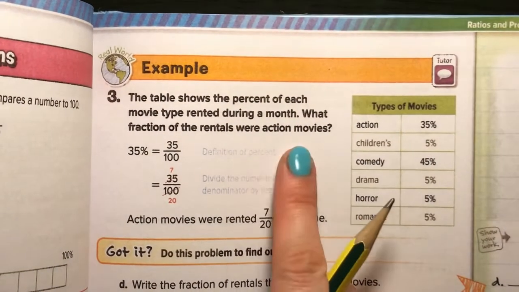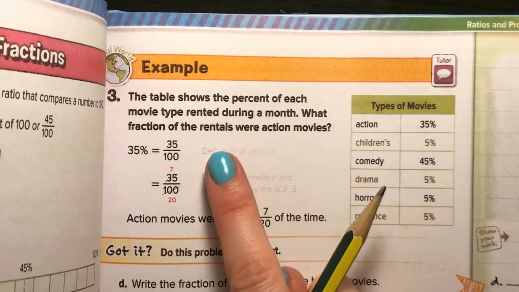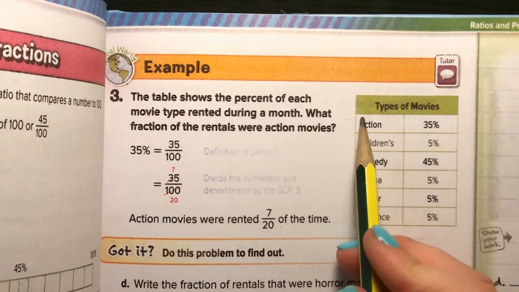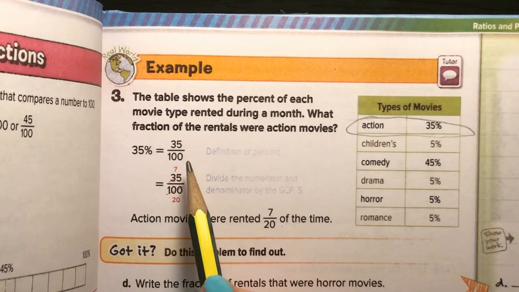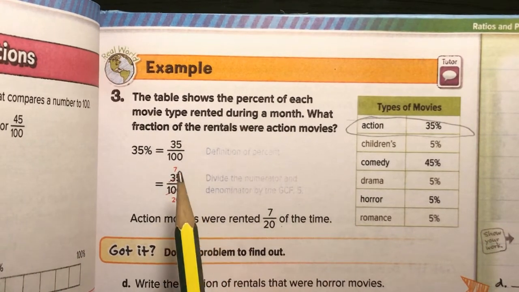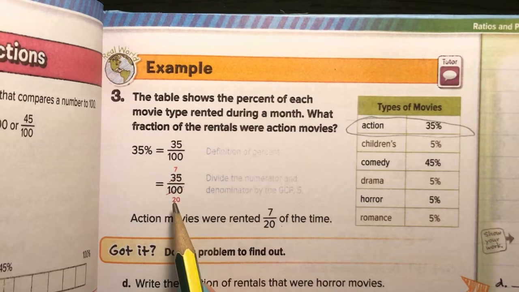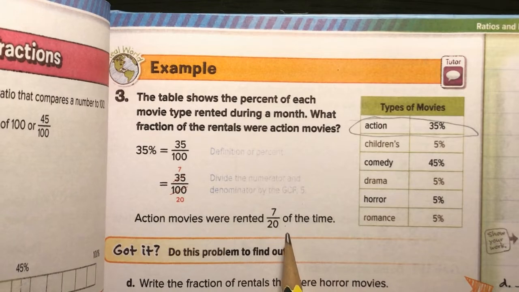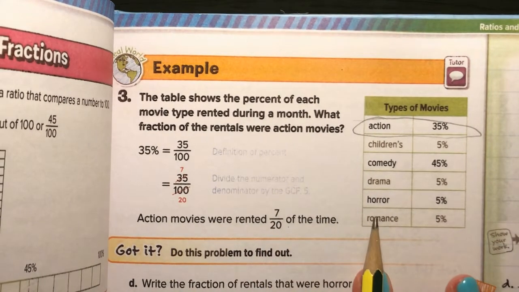Okay, the table shows the percent of each movie type rented during a month. What fraction of the rentals were action movies? Action, 35%. So make it out of 100 and then put it into simplest form. So divide by 5, which is 7. Divide by 5, which is 20. So 7 out of 20. So action movies were rented 7 out of 20 of the time.